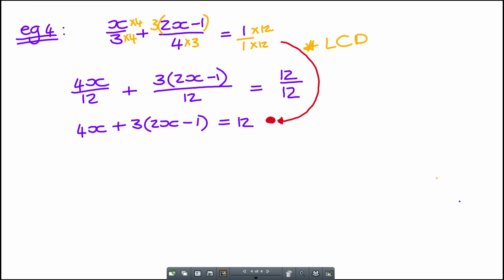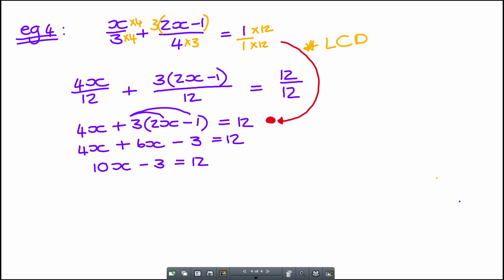All right. Now, I've gotten rid of all the fractions. What's step one? Use BODMAS. So meaning I've got to get rid of the brackets. No. Right. So I'm going to multiply in then. So 3 times 2x will give me 6x. And 3 times minus 1, minus 3. Okay. Let's go and simplify a bit. So 10x minus 3 is equal to 12.